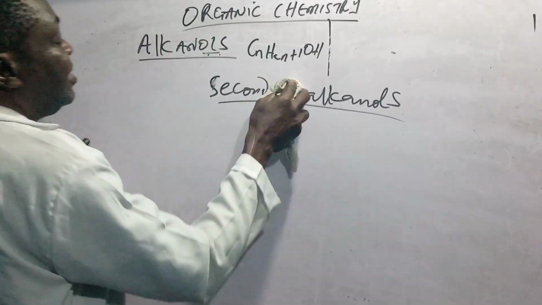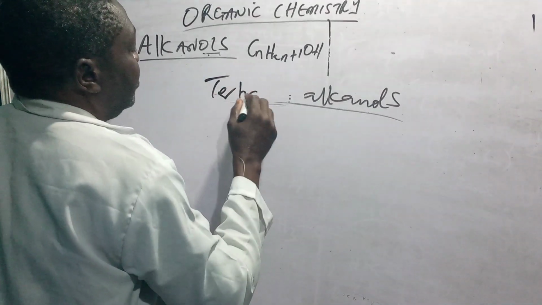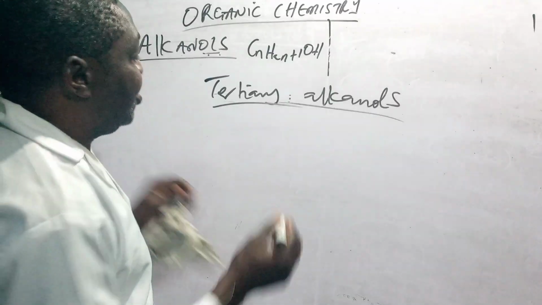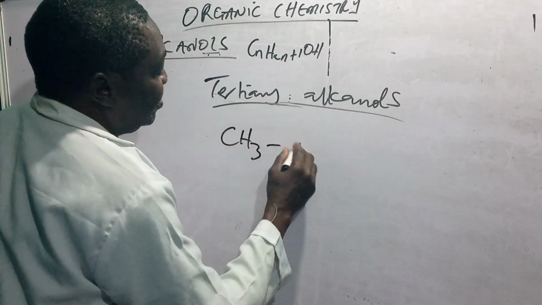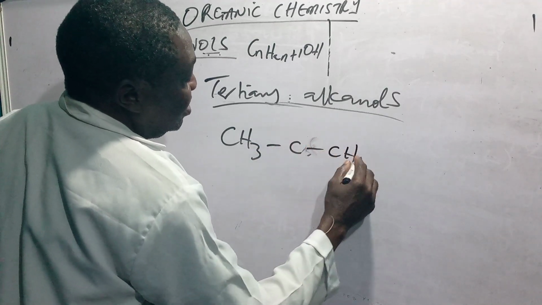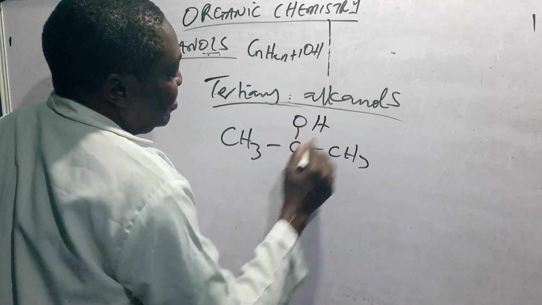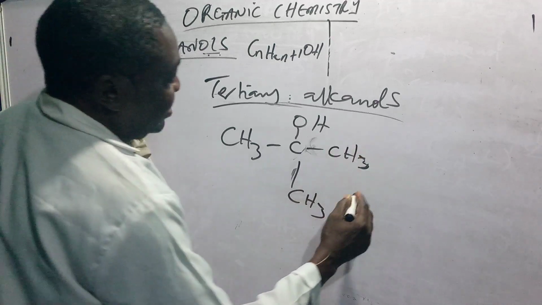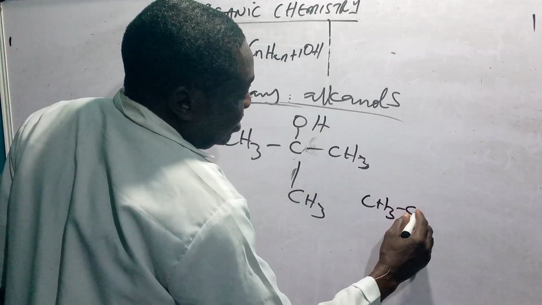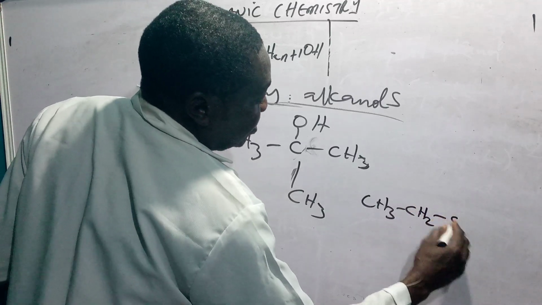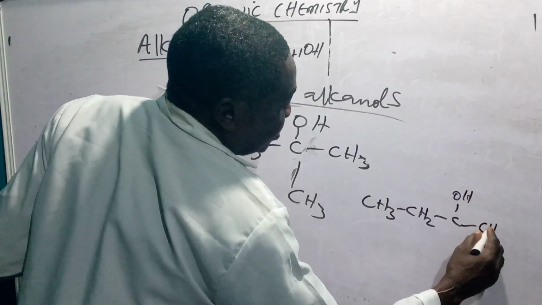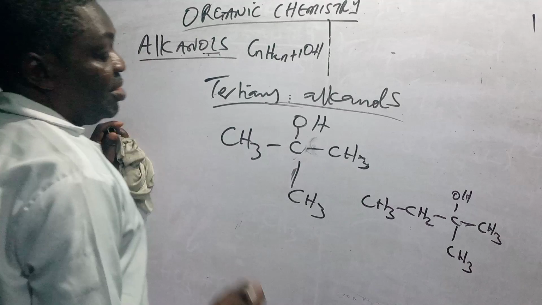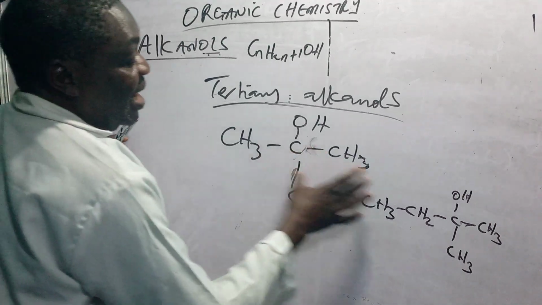Then you have the tertiary alkanol. Tertiary alkanols have three alkyl groups attached to the carbon atom bearing the OH group. You have, for example, CH3, CH3, C, OH, CH3. It can be longer, whether it's longer or not. Let's use another example: CH3, CH2, C, OH, CH3, and it can also be longer than this. Whichever way, name it accordingly. So these are tertiary alkanols.